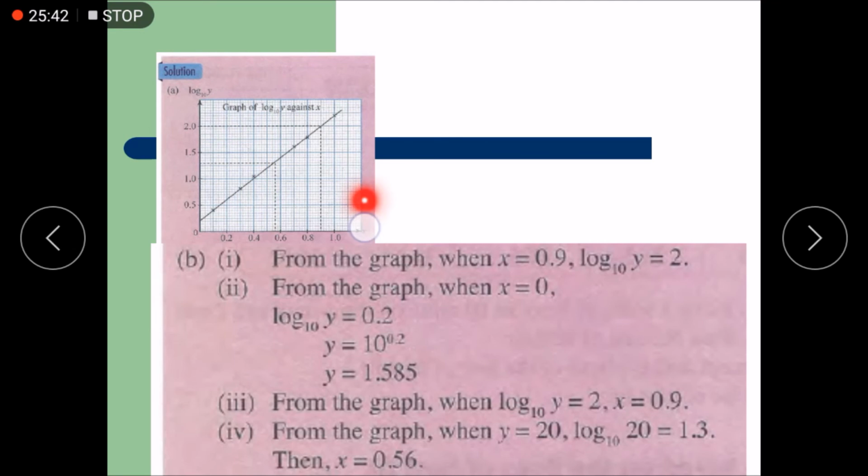Remember, for the graph given, the value taken from the graph follows the axis. If the axis is x, that means the value here is x. If the axis is log y, it means the value here is log y. So to get y, you have to do anti-log. Same goes for B3 and B4. You just understand it. There's nothing new, just exercise.